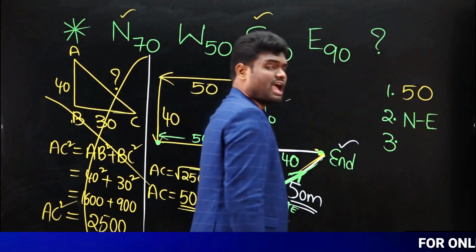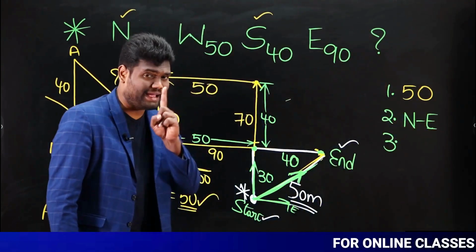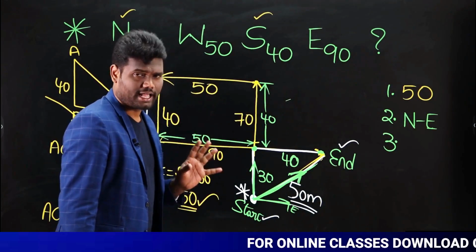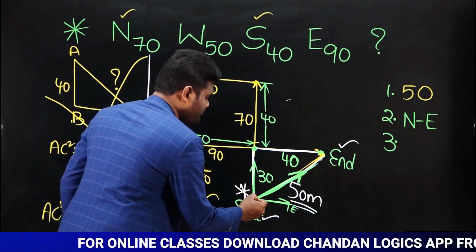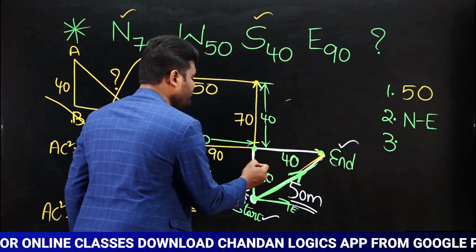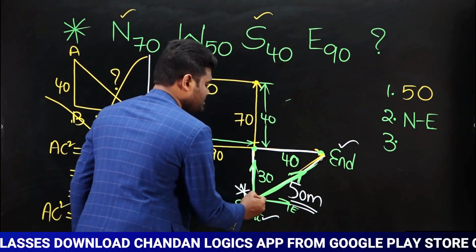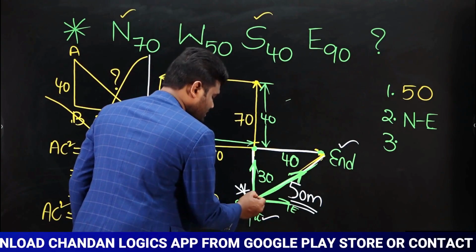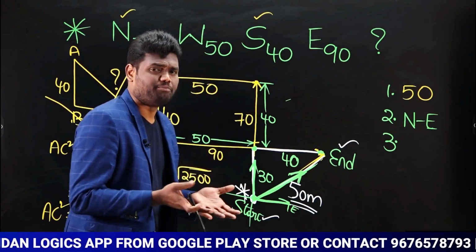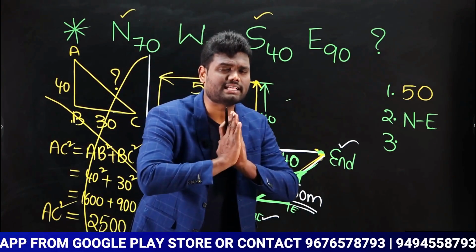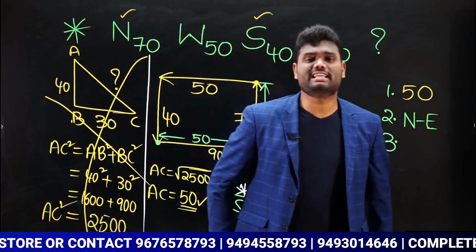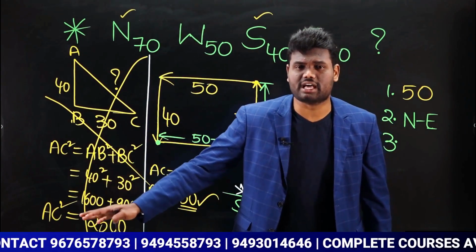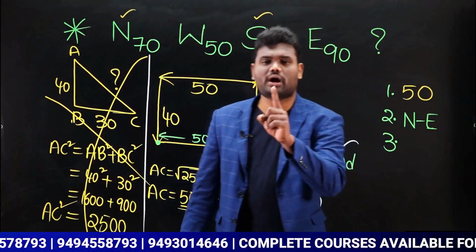Already we have discussed how to look at directions in the basic introduction class only. Already we know that this is north, this is east, this is south, this is west. That is what we have learned. Whatever direction you are facing is north. Towards your back, or down, it is south. Right hand side is east, left hand side is west. That is what we have discussed.